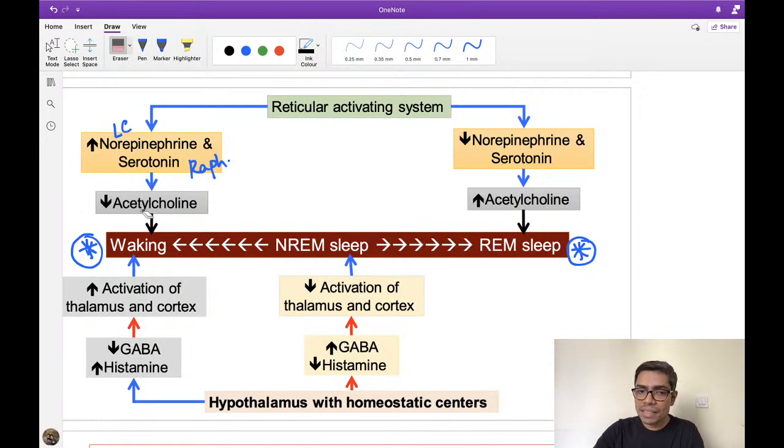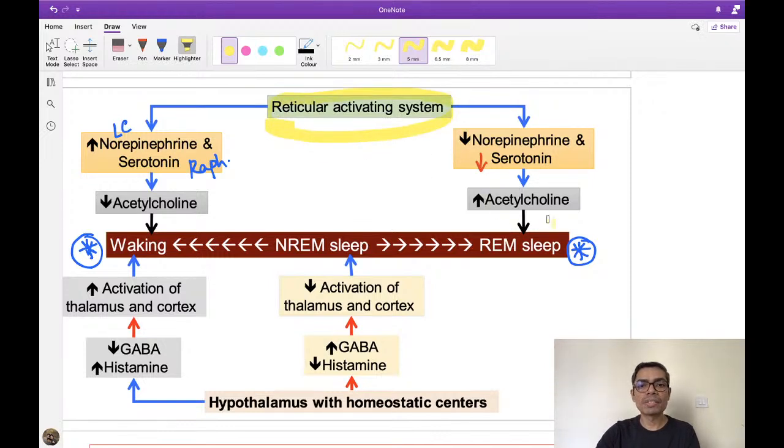But whenever this thing is happening in the opposite manner, what is the opposite one? Norepinephrine level is decreased, serotonin level is decreased, and your acetylcholine level is high. Just opposite to this. Look carefully here. Everything is controlled by this reticular activating system. It is written here. So what will happen? The person will enter into the REM sleep stage.